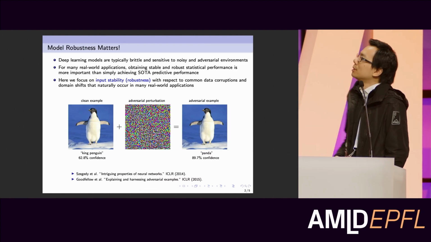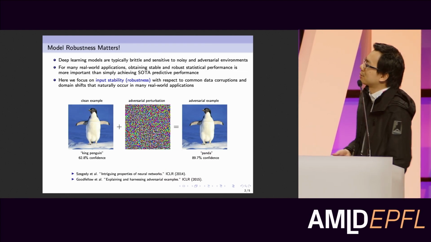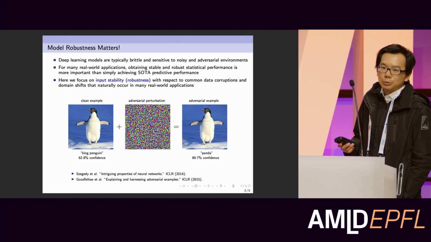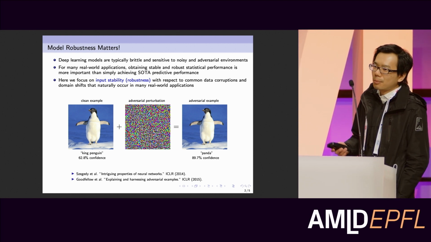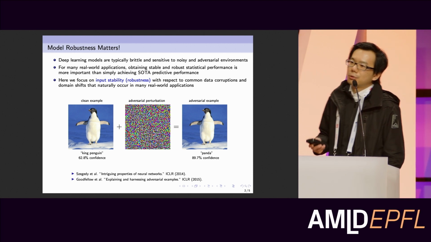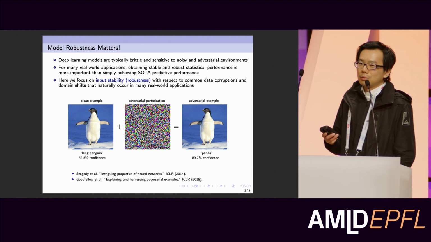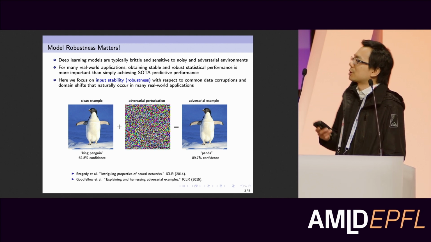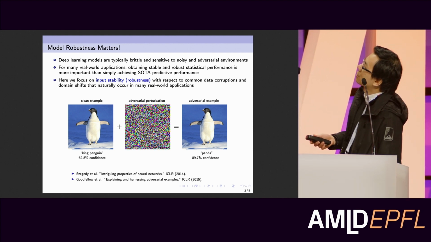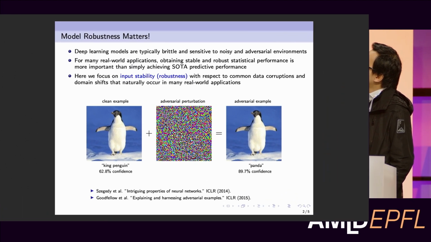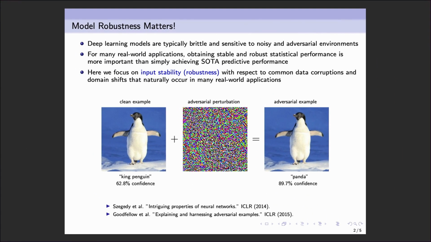This is based on joint work with my collaborators at several places. As we know, in machine learning and deep learning, it's very important to achieve model robustness. For those of you who are not familiar with model robustness, the idea is that we want our model to be really stable with respect to various input perturbations. A typical example is adversarial perturbations.